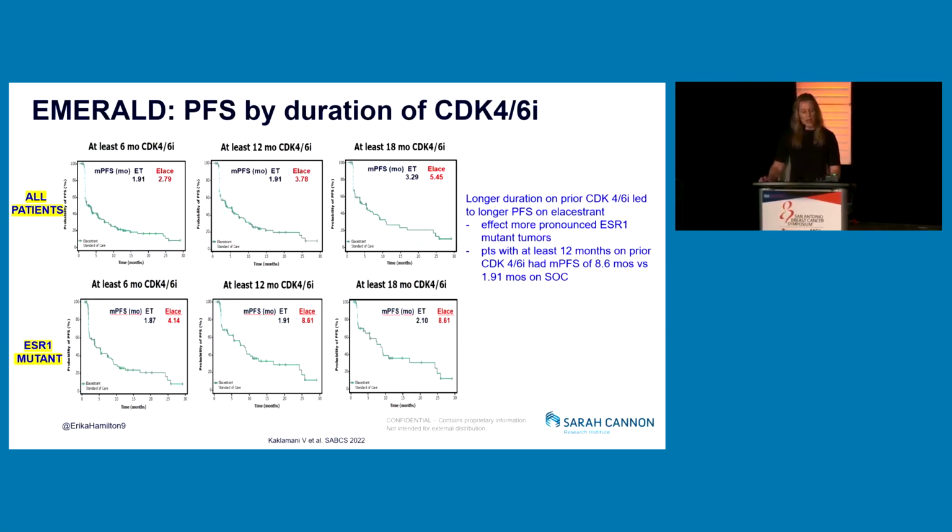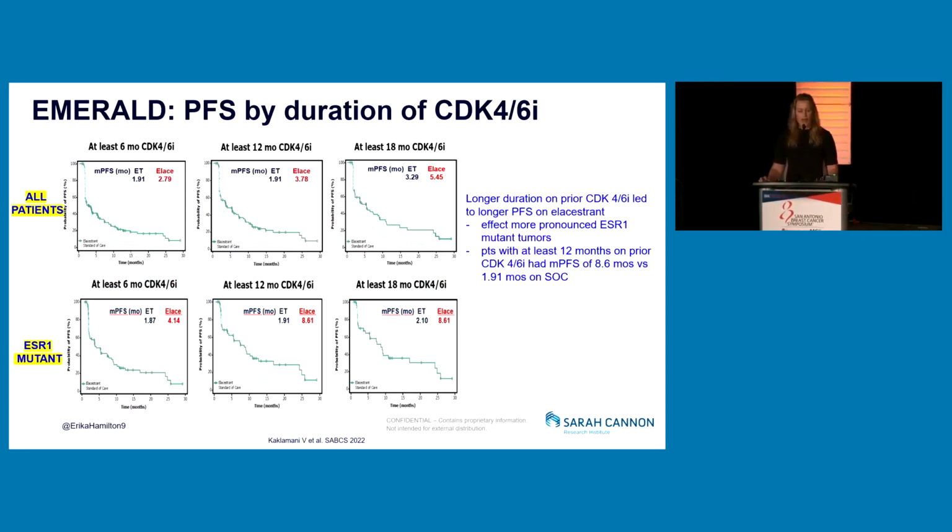more interesting. So on the top, going across horizontally, we have all patients. On the bottom, we have those patients that have ESR1 mutations, and then our columns are at least 6 months on prior CDK, 12 months on prior CDK, or 18 months on prior CDK. And you can really see a cutoff for those patients that had been on CDK for at least 12 months.